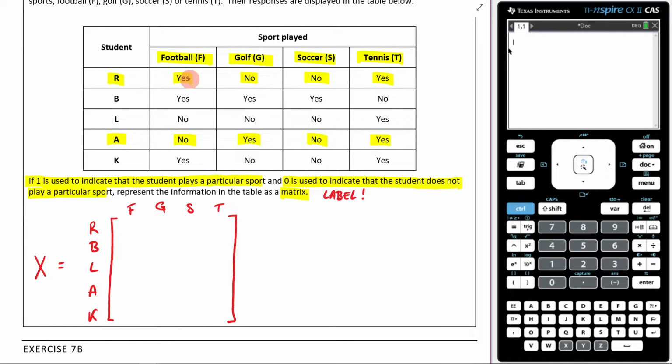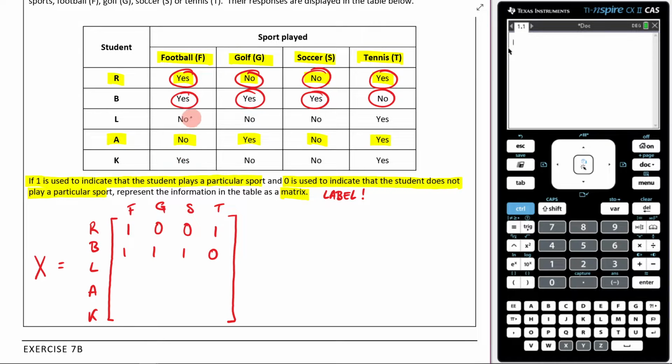Now, every time I see a yes, I'm going to put a 1. Every time I see a no, I'll put a 0. So see how I have no here? A 0 will go there. I've got a yes here, so a 1 goes there. Yes, so that's a 1. Yes, a 1. Yes, a 1. I've got a no, so that's a 0. And then we continue on.